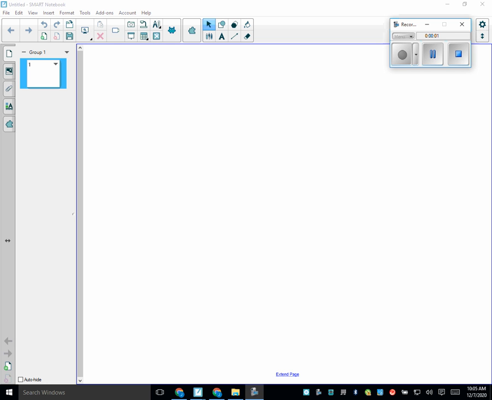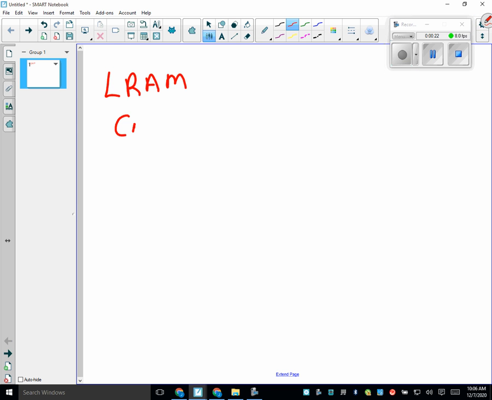First thing on the test is an L ram. We're doing an L ram of the cosine curve from 0 to pi over 2. L ram, or 0 to pi over 2. We're going to divide it into 4 parts.